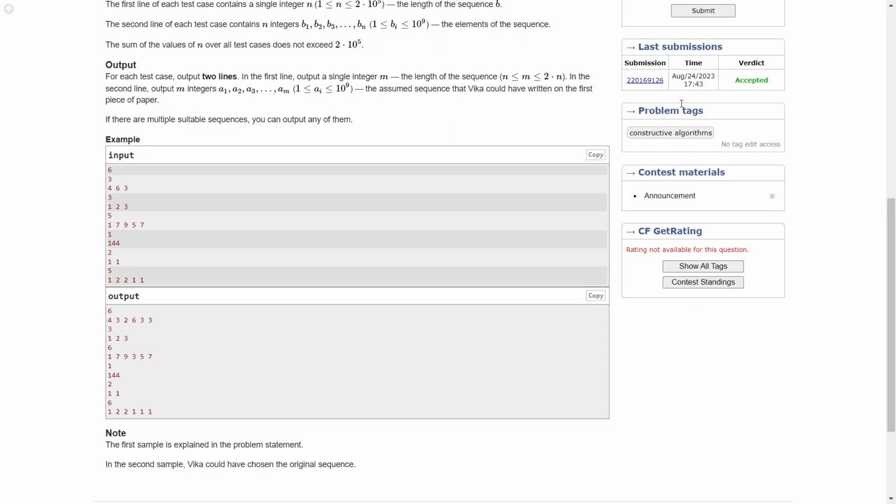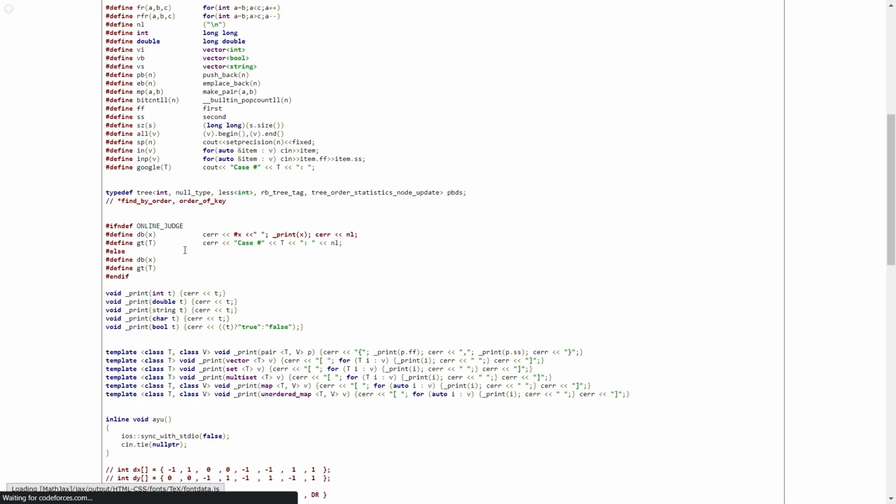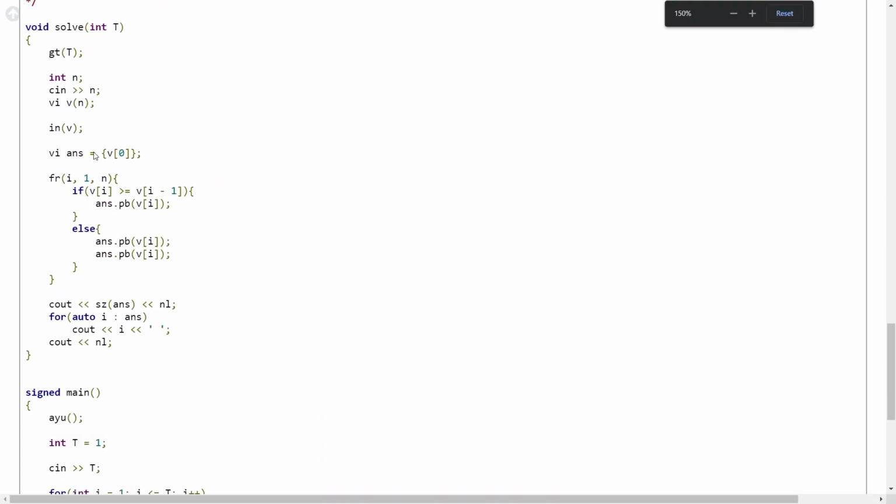Now let us have a look at the code. So you see what I've done is I've created an integer n and I've taken input in the vector v of size n. Now I've initialized my answer vector with v of 0 and I'm just traversing through all the other values. If v of I is greater than or equal to v of I minus 1, that means it could have existed in the same way in the original sequence A as well. That is why I only push it one time. Otherwise, I'm just going to push it 2 times. Now I can just print the size of the answer vector and all the values of the answer vector.